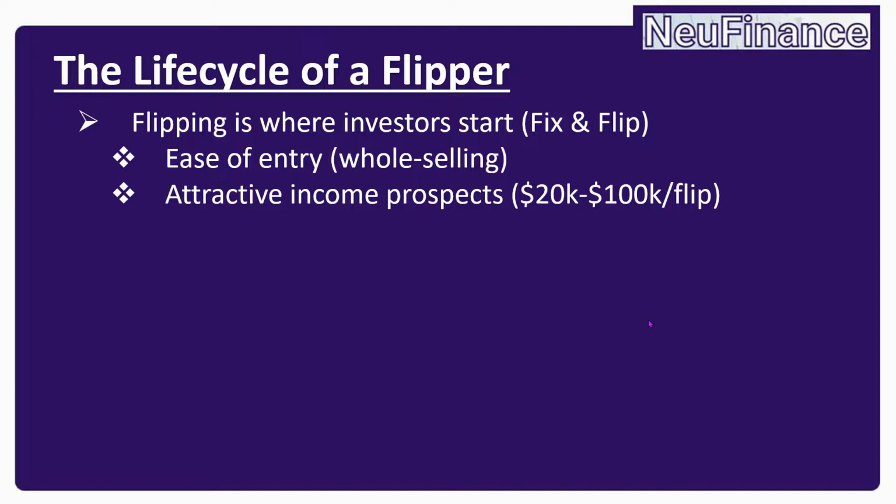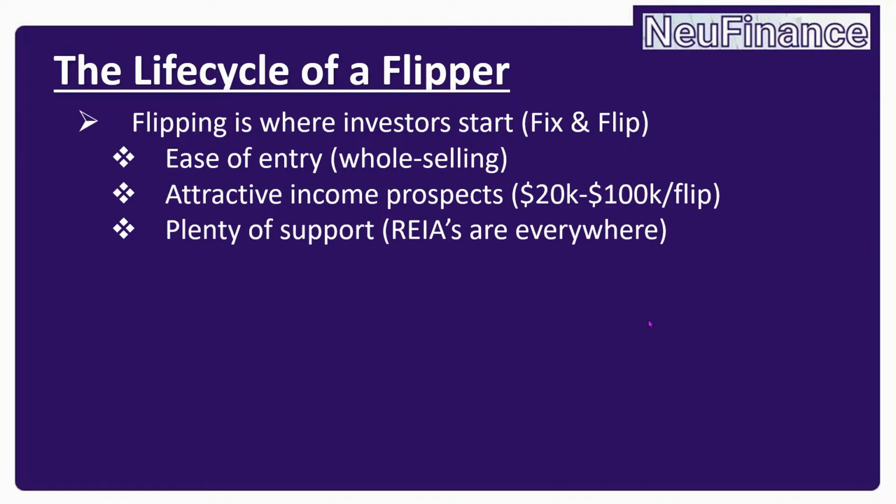A lot of the California ones I see these days are like $1 million flips. They're netting $1 million. It's pretty amazing, so there are very attractive income prospects. And then finally, there's plenty of support. Like we talked about, the REIA groups, they're awesome. They're always sharing. The beautiful thing about fix and flippers is they're always trying to learn more and get better, and they're willing to network.